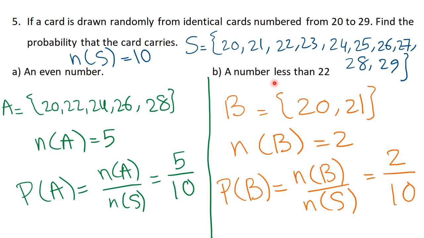In the second part of this question, it says a number less than 22. So if we look at the sample space and look for the numbers that are less than 22, we just have 20 and 21. So that is the event B. Now from the event B, if we count these two elements, we can get the n of B, or the number of elements in the event B, which equals 2. Now we can get back to the rule and say that the probability of B equals n of B over n of S, so it will be 2 over 10.